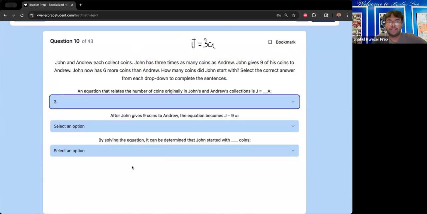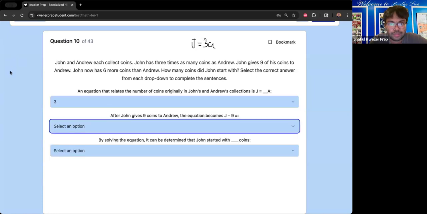Okay, next part. After John gives nine coins to Andrew, the equation becomes j minus 9 equals, well, let's think about it. John originally has 3a, right? John gives nine of his coins away to Andrew. So John minus 9. What does John minus 9 equal to?